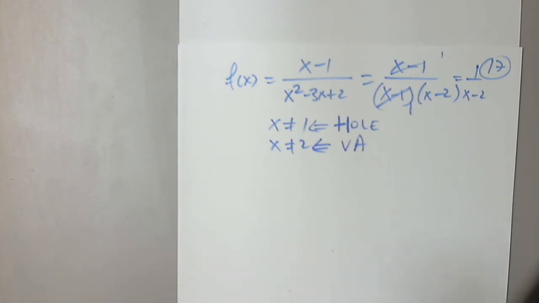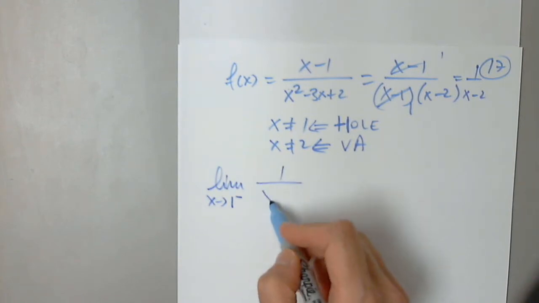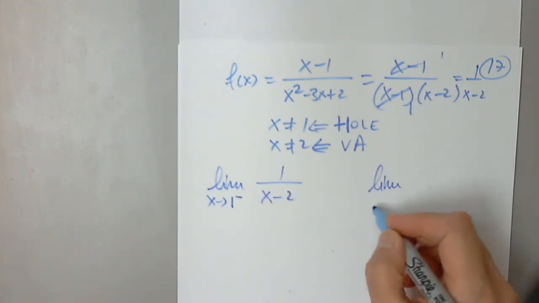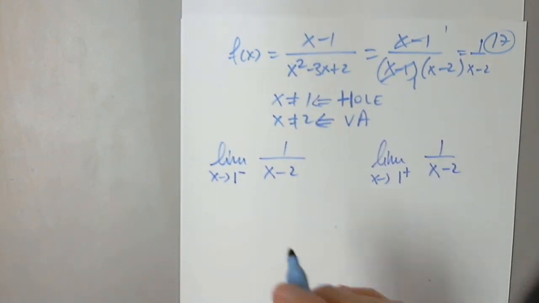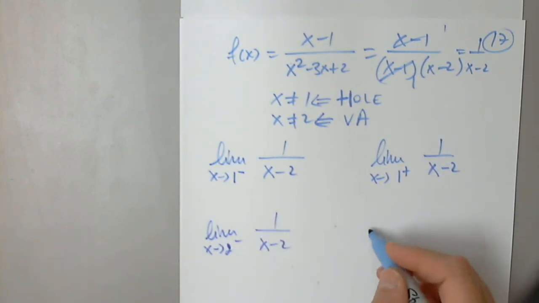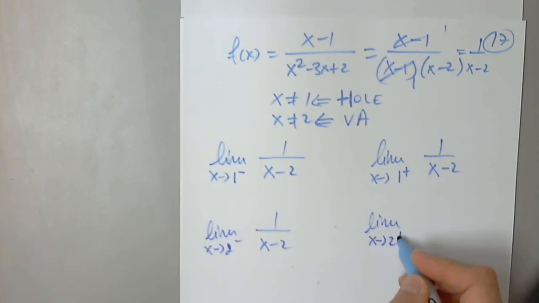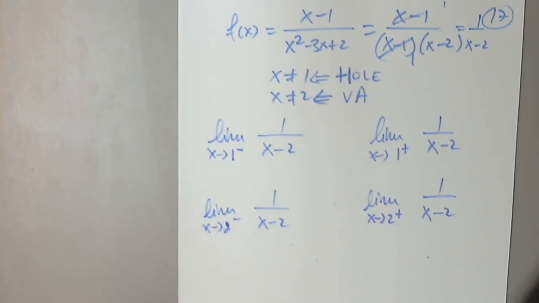However, it's not sufficient. I have to find the limit as x approaches 1 from the left of 1 over x minus 2, the limit as x approaches 1 from the right of 1 over x minus 2, the limit as x approaches 2 from the left of 1 over x minus 2, and the limit as x approaches 2 from the right of 1 over x minus 2. I already established that x equals 2 must be a vertical asymptote, and that x equals 1 is a hole, but I still have to determine the limits from the left and right in both cases.